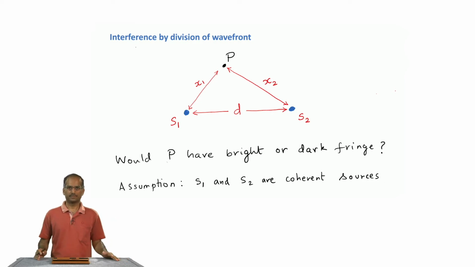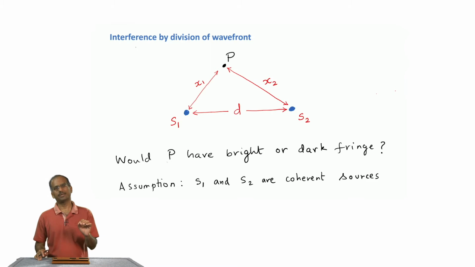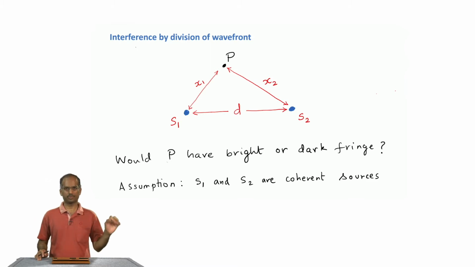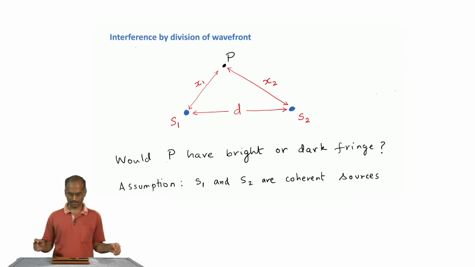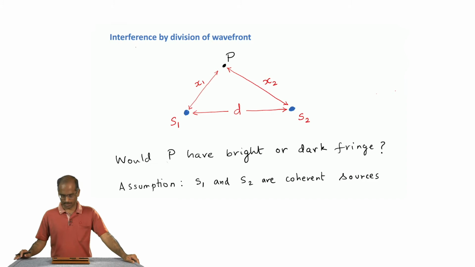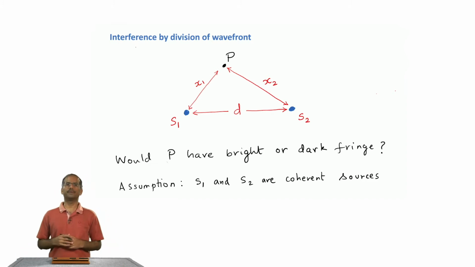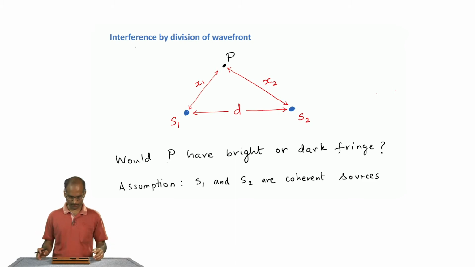That is the question. So, this point P is located at a distance x1 from the source S1, and it is located at a distance x2 from S2. Would I see a dark fringe or a bright fringe at P? That is a question that we need to answer, and here we are assuming that these two light sources S1 and S2 are coherent, they have the same frequency, and more importantly they will maintain a constant phase difference between them.